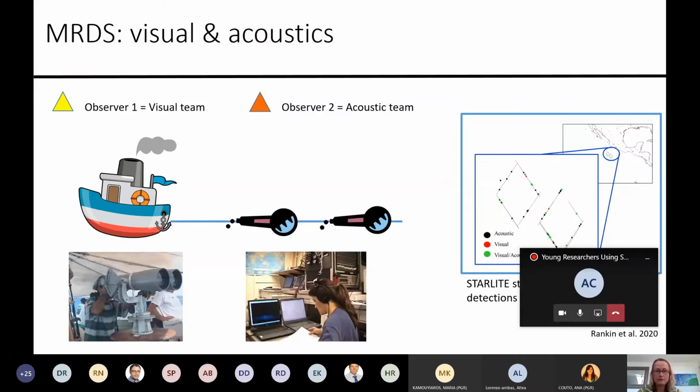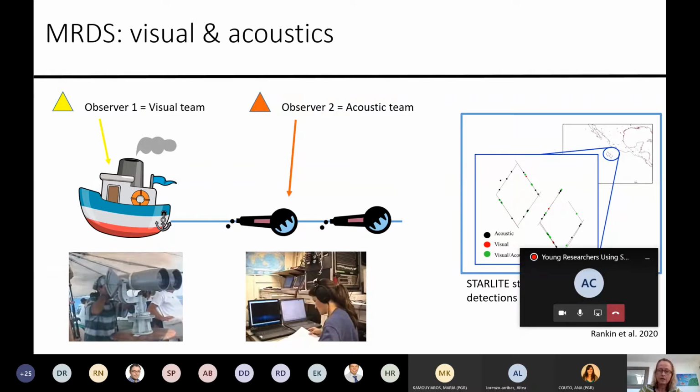And here we had a visual and an acoustics platform. You see the track lines on the right. And so this was a shipboard survey for dolphins also in the same region. So here we had the visual team on the flying bridge of the ship, and the acoustics team was sitting inside the ship, but they were towing an acoustic array.